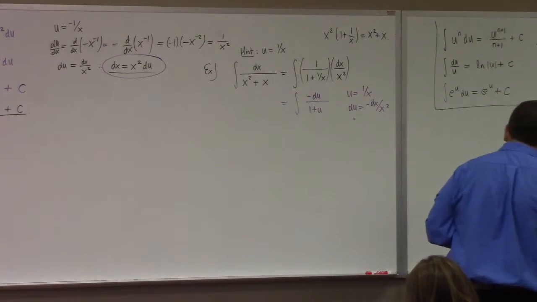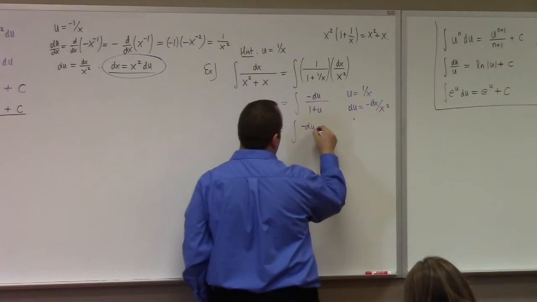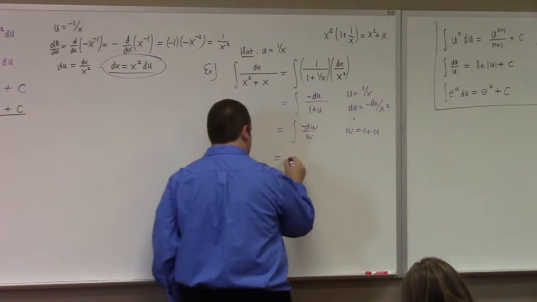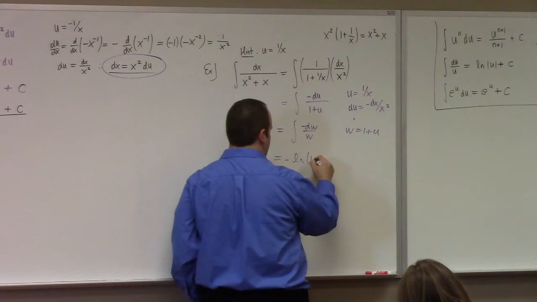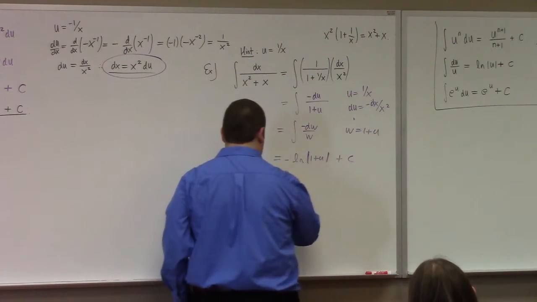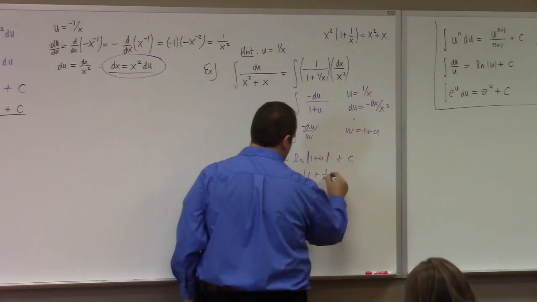Anyway, and then you can make another substitution. This is the integral of minus dw over w for w equals 1 plus u. And so you get minus the natural log of the absolute value of 1 plus u, plus a constant, which is minus the natural log of the absolute value of 1 plus 1 over x, plus a constant.